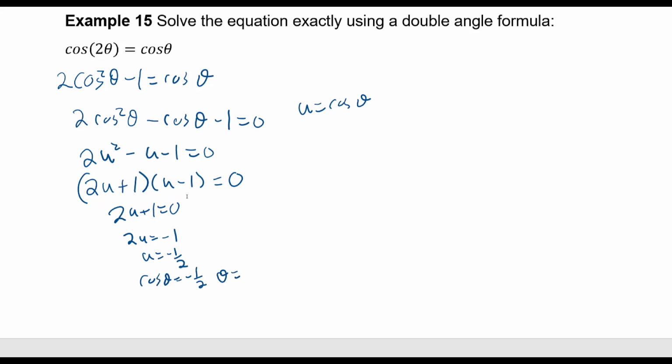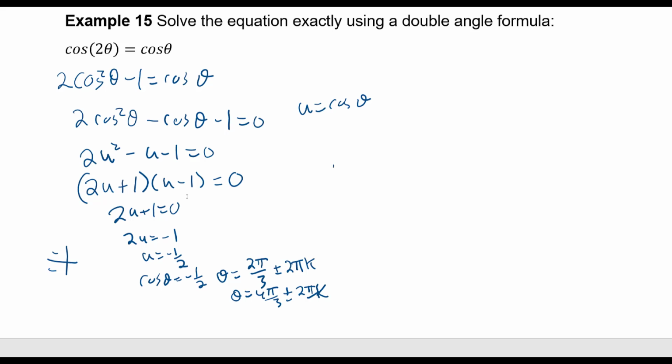So for this, we're looking at the second and third quadrants. So it looks like theta is going to be 2 pi over 3 plus or minus 2 pi k. And theta would be 4 pi over 3 plus or minus 2 pi k.